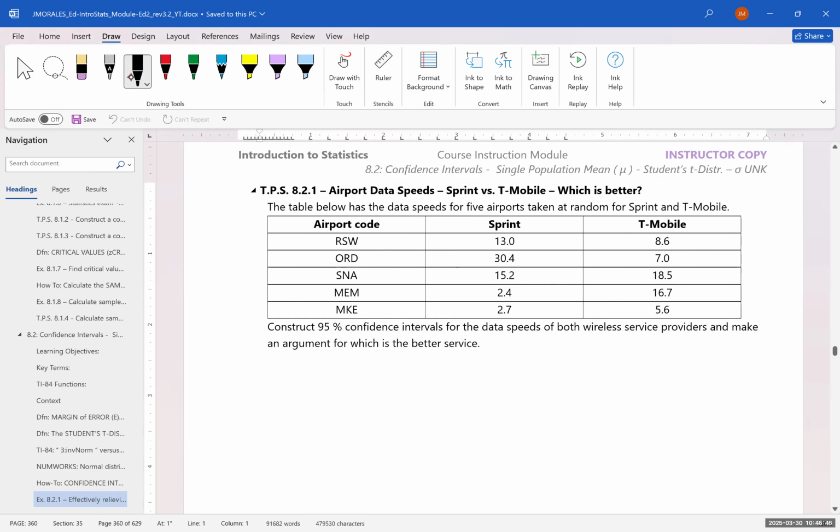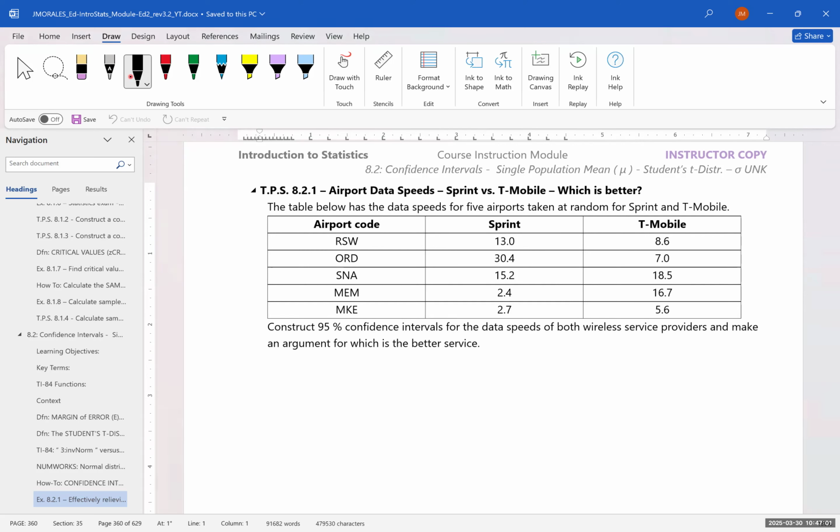Right, this next example is a think-pair-share. So please go ahead and pause and resume after you've given this one a try. The table below has the data speeds for 5 airports taken at random from Sprint and T-Mobile.